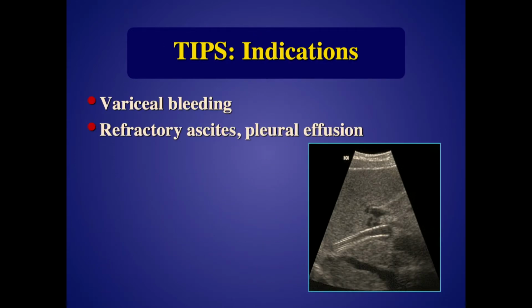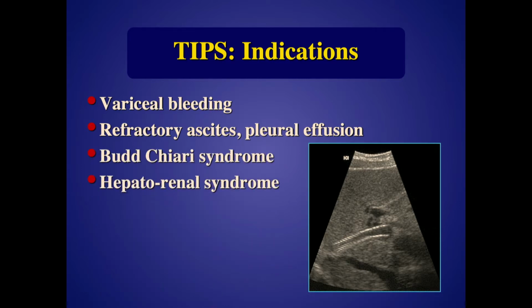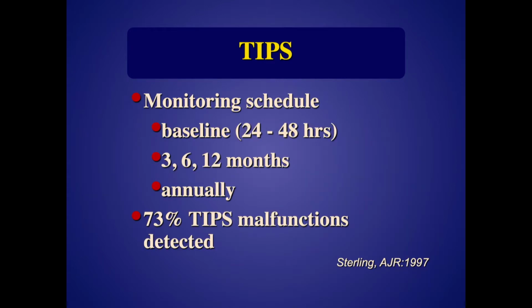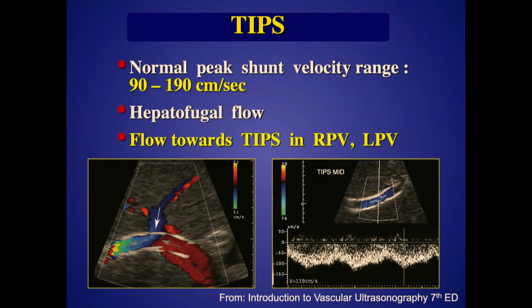Indications, again, are related to bleeding and the other signs of portal hypertension, Budd-Chiari, hepatorenal syndrome. Schedules have been identified for following patients with TIPS. Typically we like to do a baseline to see what the velocities are and follow it over time. We like to do it every few months. Patients are reluctant to come back for these follow-ups, but it's very helpful to find problems and stenosis before the TIPS thrombosis, because secondary patency rates are not very good.